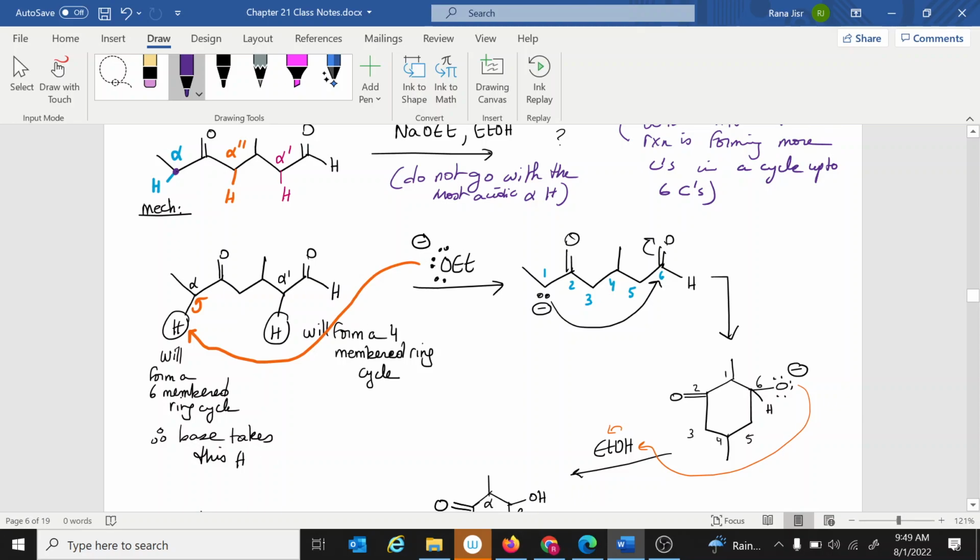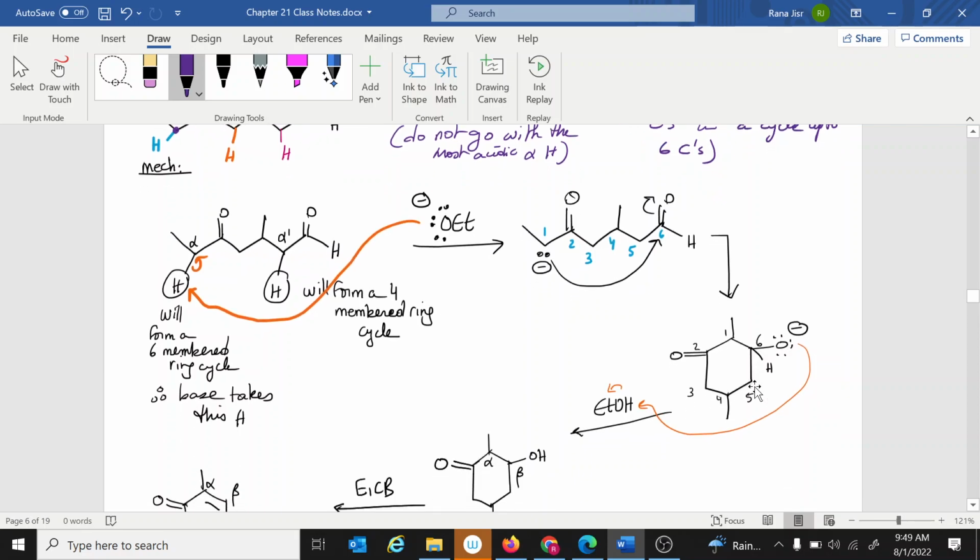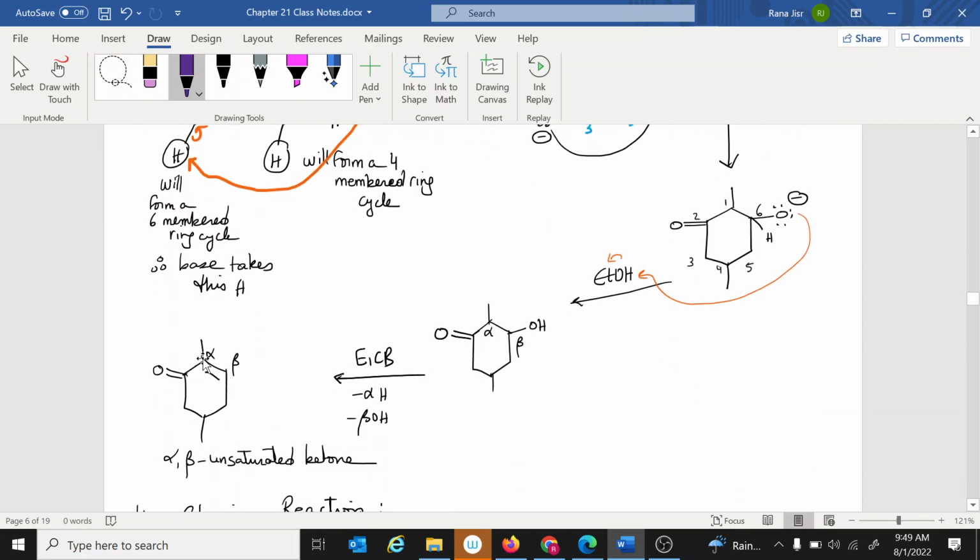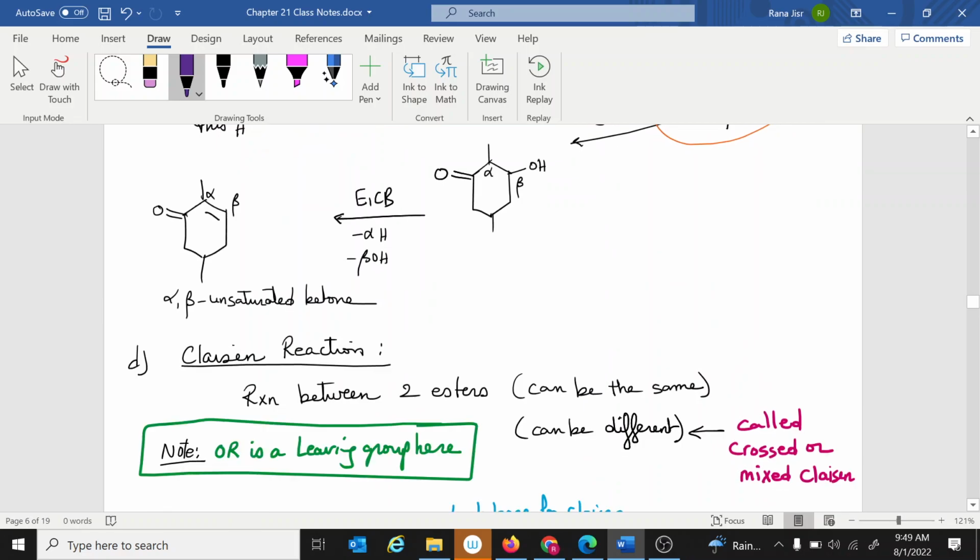So the base is going to come, take this alpha hydrogen, and form the enolate. Please number as I am doing in there. I'm forming a bond between carbon 1 and carbon 6 to draw the cycle of the 6-membered ring in there. Form a bond between carbon 1 and carbon 6. And then form the negative charge, protonate, do the E1CB, and you get the alpha beta unsaturated ketone.